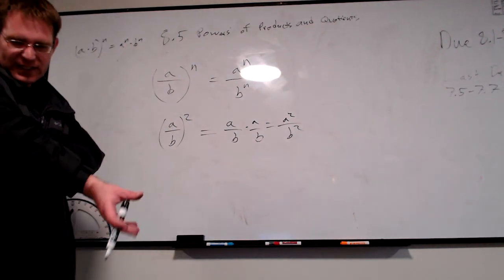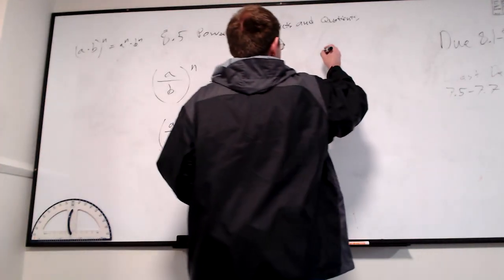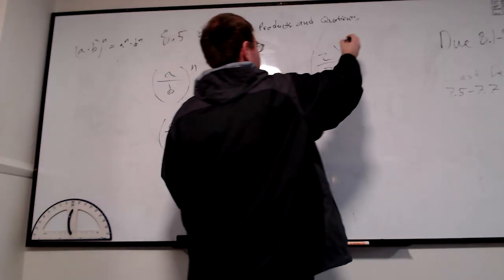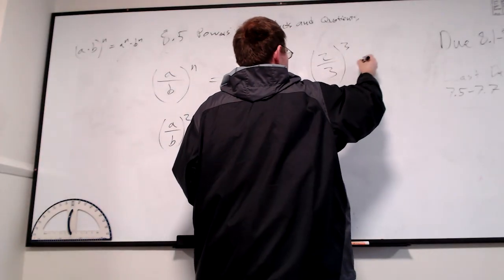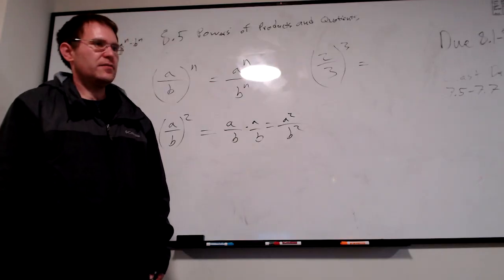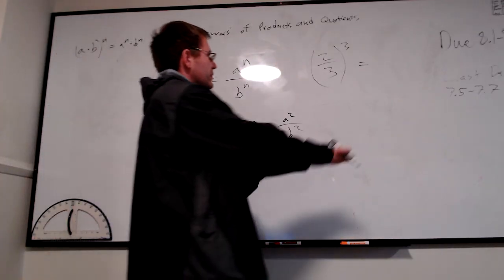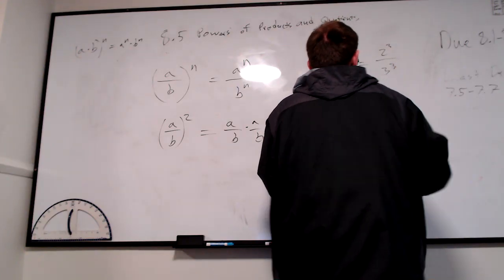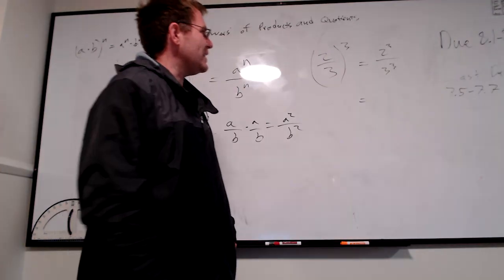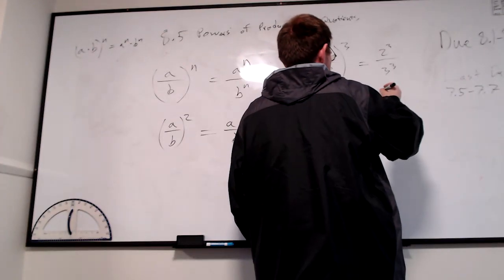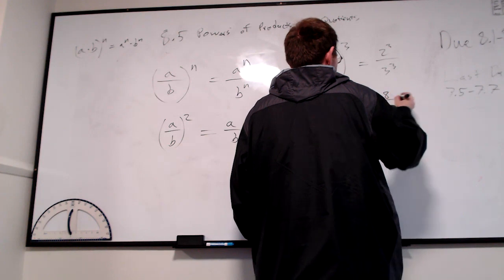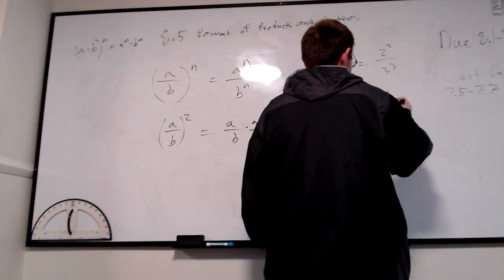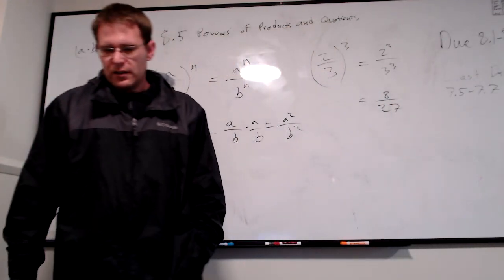Okay, so let's try this. If we have 2/3, let's say it's to the third power, that's going to equal 2 to the power of 3 over 3 to the power of 3. So 2 to the power of 3 is 8, right? 2 times 2 is 4, 4 times 2 is 8. 3 to the power of 3 is what? 27. Yep.